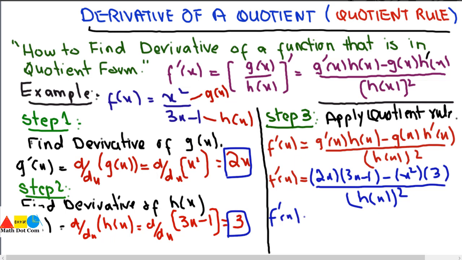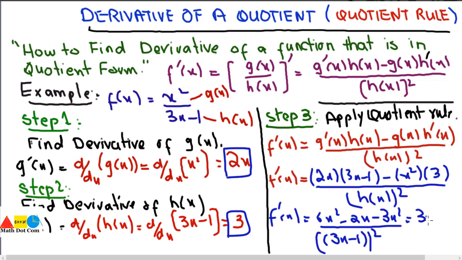Then we'll simplify it as 6x square minus 2x minus 3x square divided by h of x, and h of x is 3x minus 1, so I'll put 3x minus 1 whole square. Further simplifying, 6x square minus 3x square is 3x square, so we get 3x square minus 2x divided by 3x minus 1 whole square. So this is the derivative of the given function that is in quotient form.